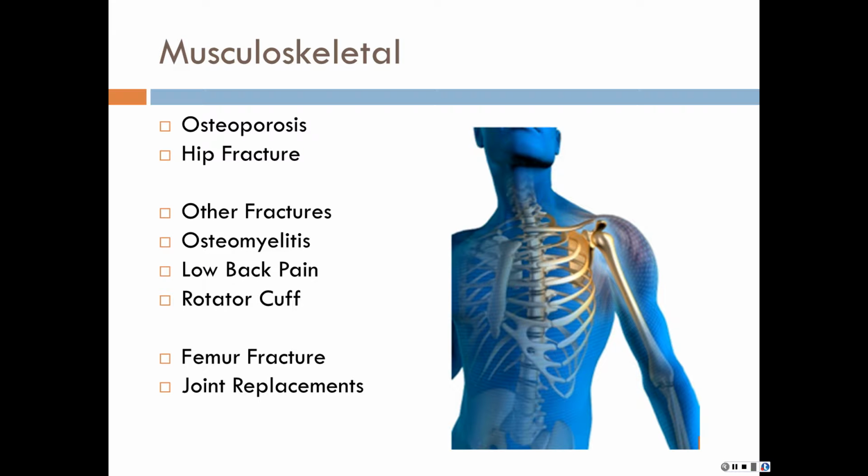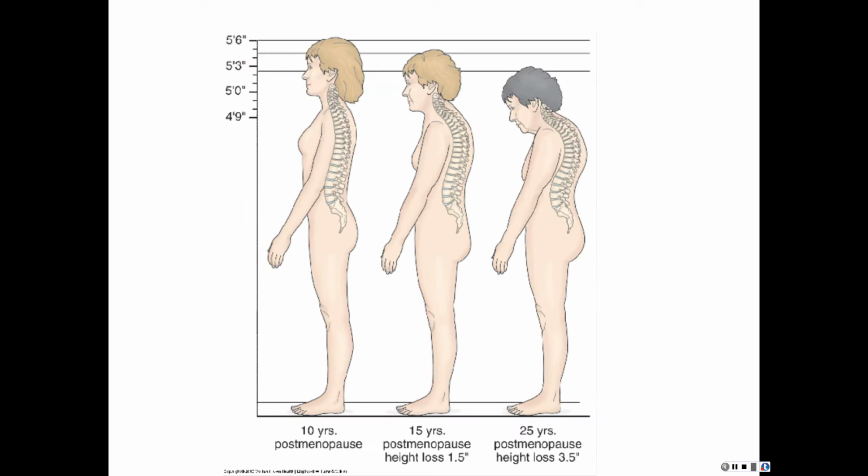We talked about osteoporosis, I think pretty thoroughly in the last Integrity. Y'all can re-listen to that if you need to. We also briefly touched on hip fractures and other fractures, and femur fractures and joint replacements, but those middle three, osteomyelitis, low back pain, and rotator cuff, we're going to talk about further. So we already went over those slides. If you have questions, you can refer back to the old Integrity.